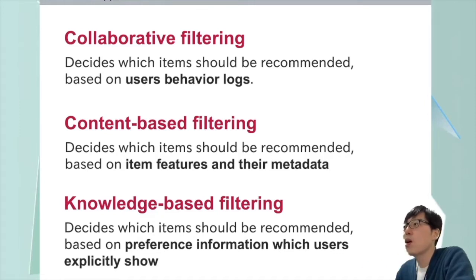So, recommender system is one of the hot topics in computer science. A lot of researchers have proposed methods for the recommender system. There are three main approaches for the recommender system. The first one is collaborative filtering. This approach focuses on the user behavior logs to decide which item should be recommended. The second approach is content-based filtering. This approach focuses on the item features and their metadata to recommend the items. Okay?